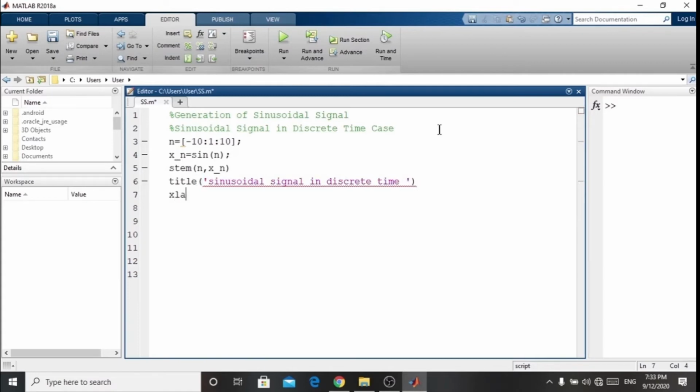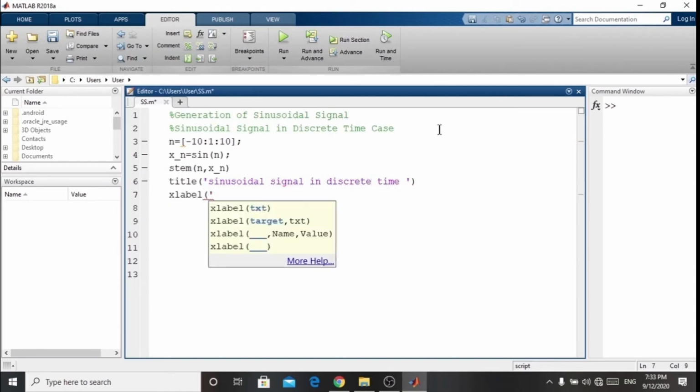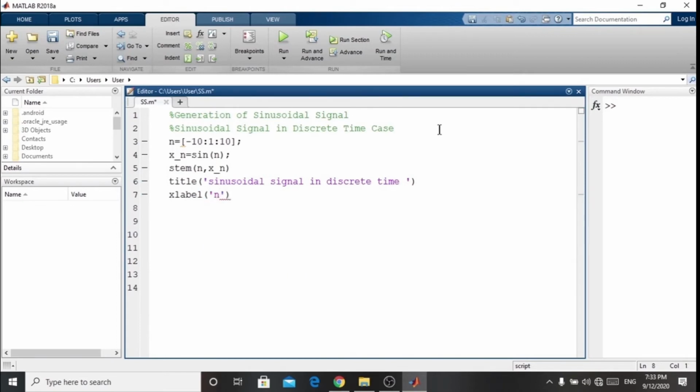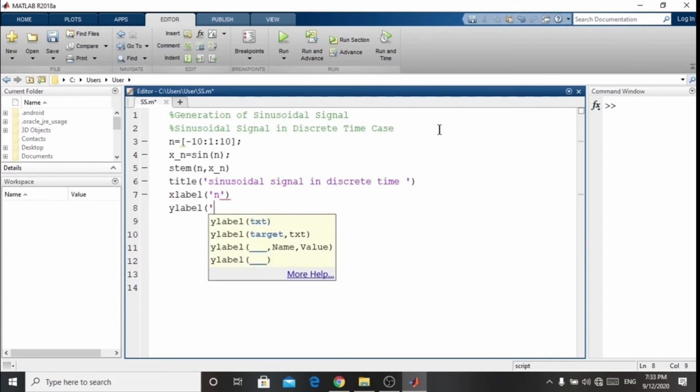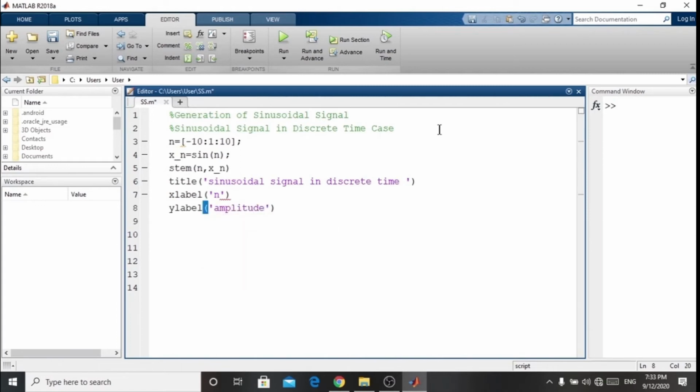Next, x label as n, y label as amplitude, and next we want to define the range of axis. Minimum value of x-axis is minus 10, maximum value is 10. Minimum value of y-axis is minus 3, maximum value is 3.